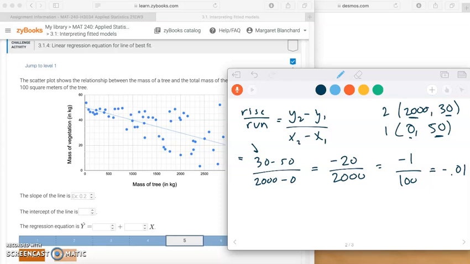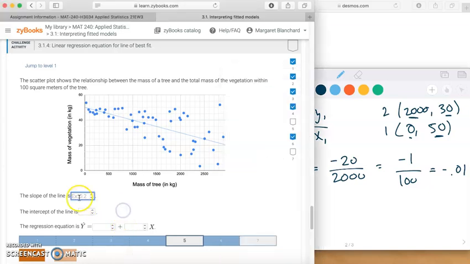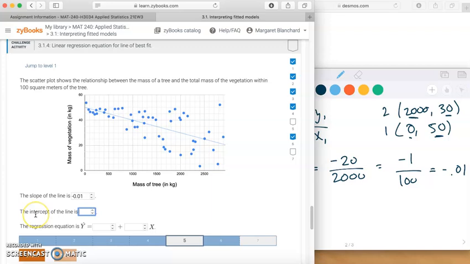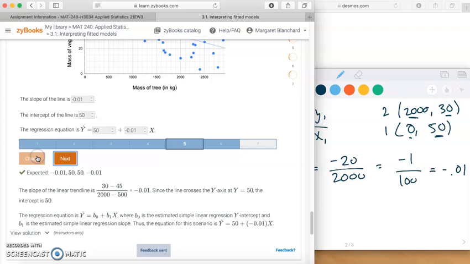All right, so let's go ahead and put that over here as our slope, negative 0.01. And then our intercept we already found is at 50. So we're going to put our intercept in here. Remember, there's nothing it's multiplying by, it's just being added. And here we're going to put in our slope because we're multiplying it by x. We have negative 0.01. I'm going to check our answer.